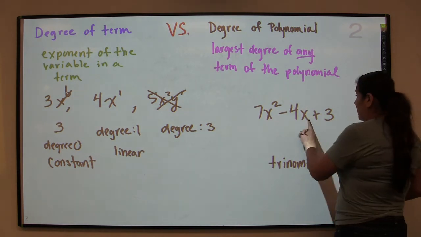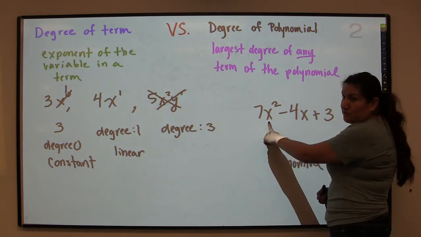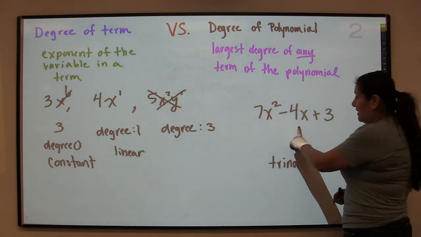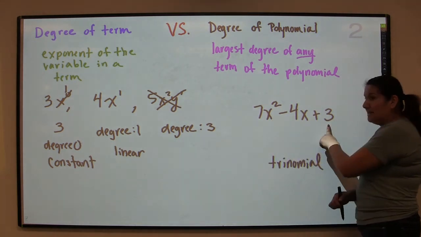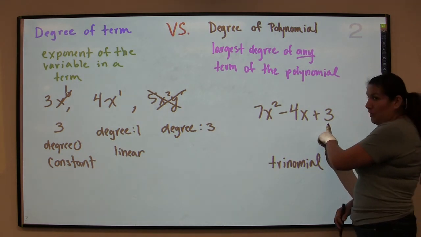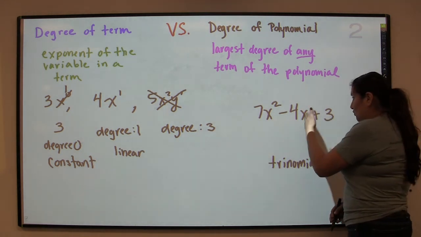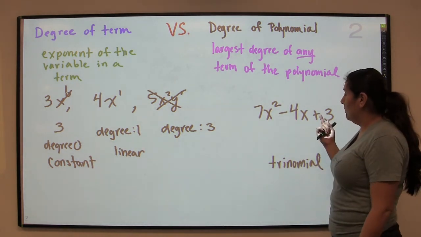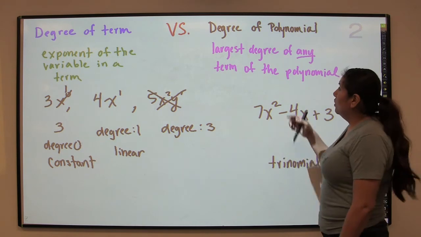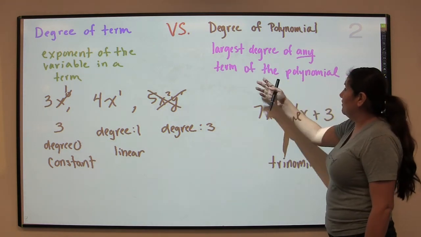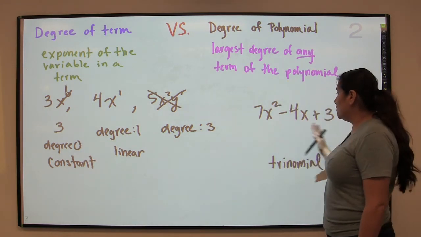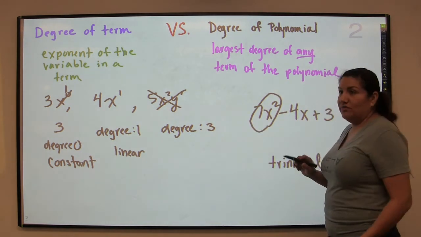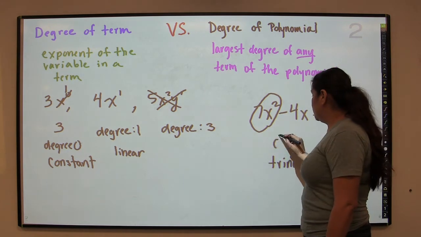See, each term has its own degree. This one is a degree of 2 because it's x squared. This term has a degree of 1 because it's x to the 1 power. And this one has a degree of 0 because it has no variable at all. So then, if it has 3 different degrees, what do we say is the degree of the polynomial? Well, we pick the highest. So it's the largest degree of any of the terms of the polynomial. So since there's 3 terms, the largest of all of those terms is the x squared. So this polynomial is degree 2.